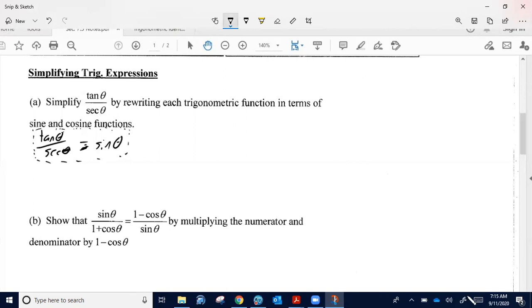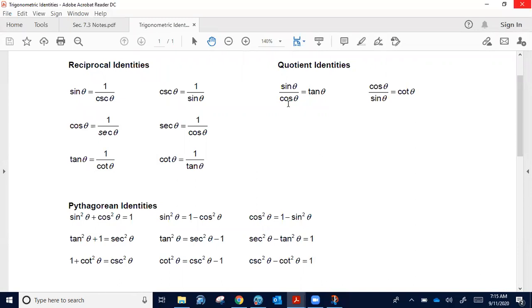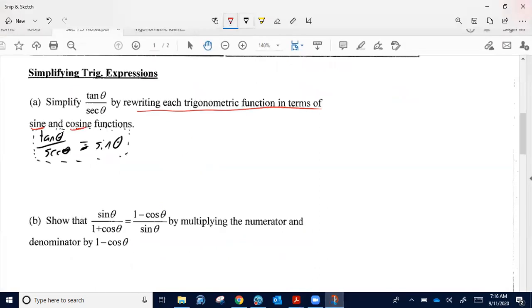And one useful hint that tends to work sometimes is rewrite things in terms of sine and cosine. So for instance, tangent is sine over cosine. If you look at your identity sheet, the quotients, tangent is sine over cosine, and then secant is 1 over cosine. So we can substitute each of those in. And that's what I'm going to do here. Instead of tangent, I'm going to put sine theta over cosine theta. And instead of secant, I'm going to put 1 over cosine theta. And this equals sine of theta.